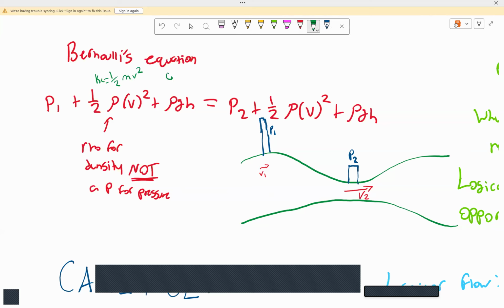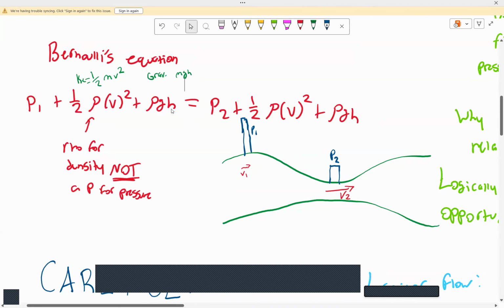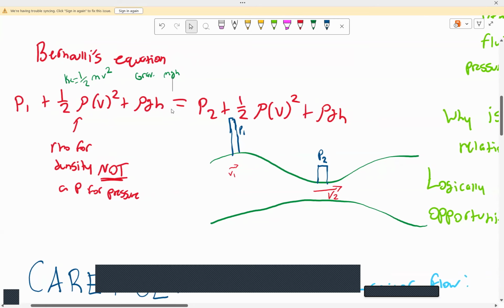And then I'll write for gravitational as MGH. And same thing here. You have rho instead of mass. So this is essentially just adding the two, kinetic energy and gravitational potential energy, together in Bernoulli's equation. So there's a lot of stuff that builds upon each other. If you can memorize these two equations, then you'll have Bernoulli's equation and a spring constant pretty much set.